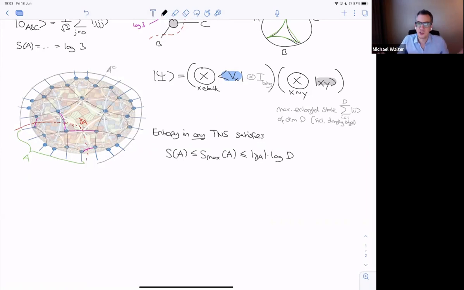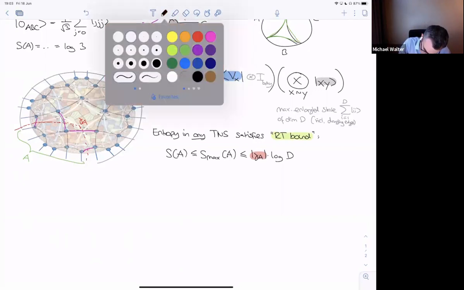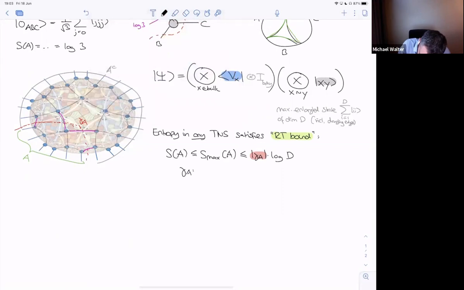Okay, and you could call this a Ryu-Takayanagi bound, right? It's bounding entropy in terms of a minimal cut for the network. So maybe I'll call this the RT bound. And again, that's the number of bonds in a minimal cut. Maybe I'll write this down. So gamma A is the min cut separating A from A complement, and D is just the bond dimension of a single bond.